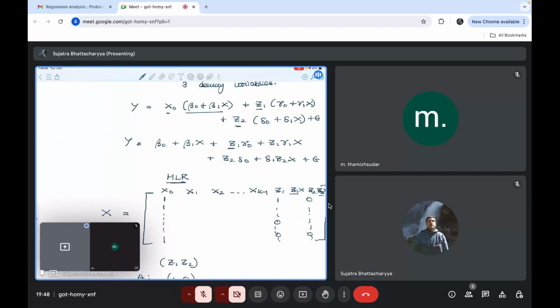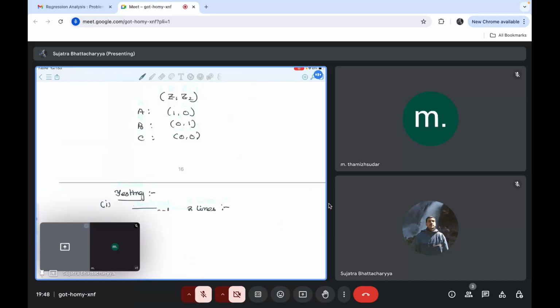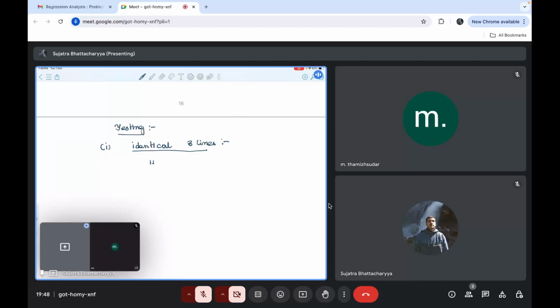This should be same for all the cases. So gamma naught, gamma 1, delta naught, delta 1, all should be 0. So your hypothesis will be gamma naught is equal to gamma 1 is equal to delta naught is equal to delta 1 will be equal to 0. And what is the alternative? H naught is not true.